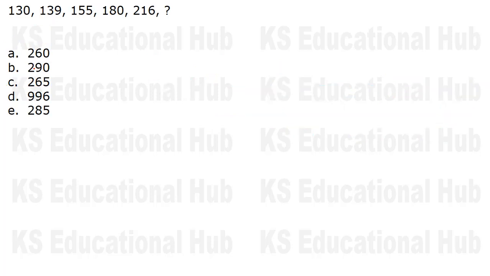Okay. The next one is 130, 139, 155, 180, 216. So let's try to take the differences here because the values are not increasing drastically. 139 minus 130 is 9. 155 minus 139 is like 15 plus 1, that is 16. 180 minus 155 is 25. So 216 minus 180 is 16 plus 20, that is 36.